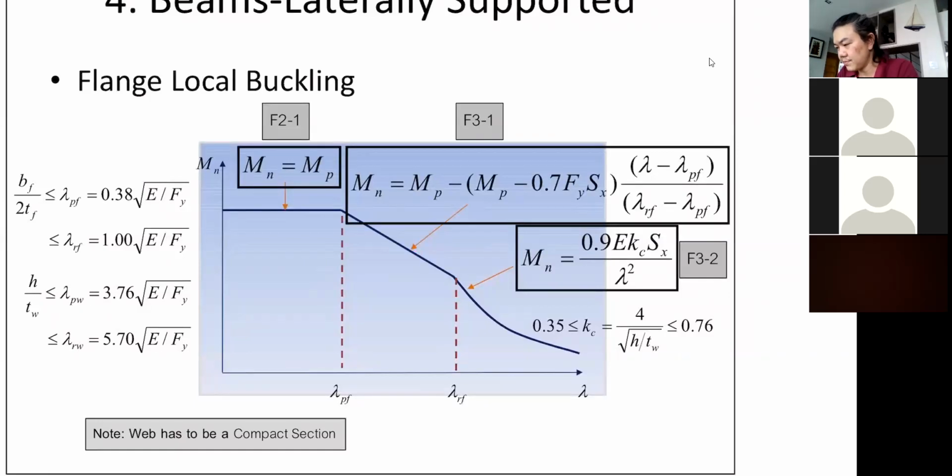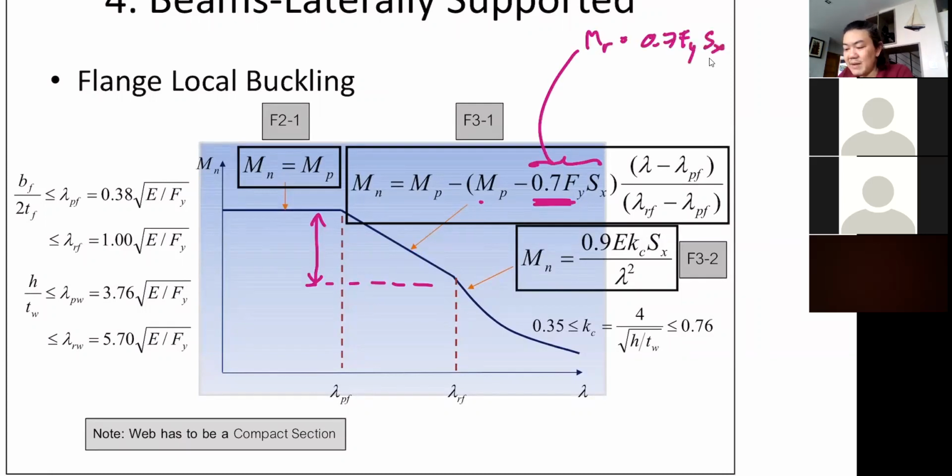So if you look at this, you see that this distance is basically Mp minus Mr. So that's Mr, ladies and gentlemen. Mr is 0.7 Fy multiplied by Sx. Remember My is Fy Sx, right? So Mr, basically you have to deduct 30% for the residual stress. Okay, 30% must be taken off.